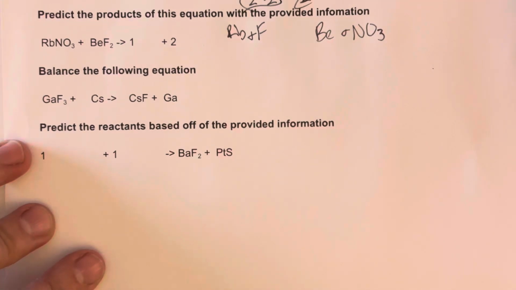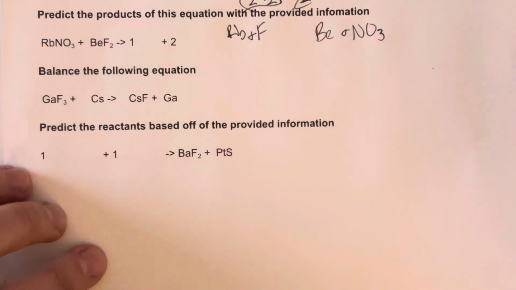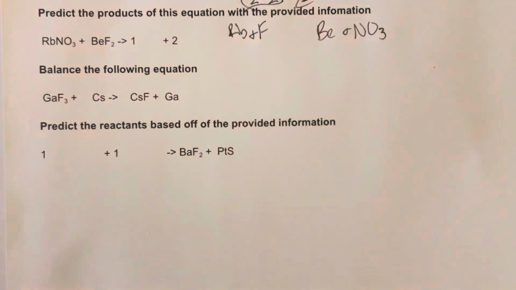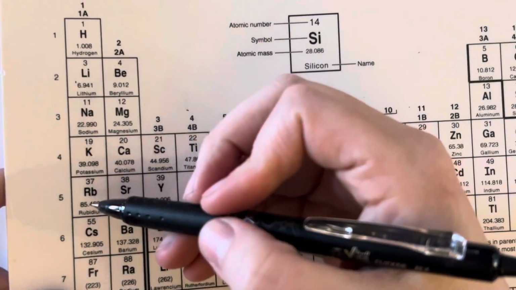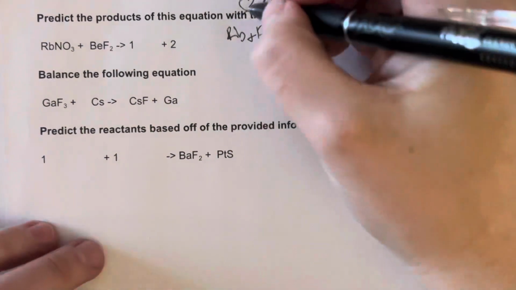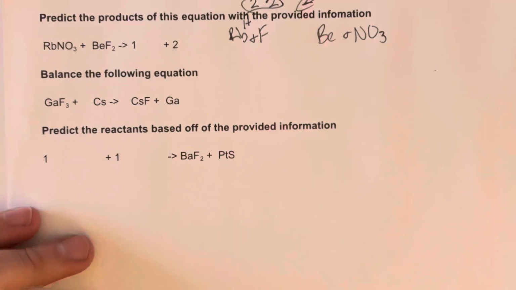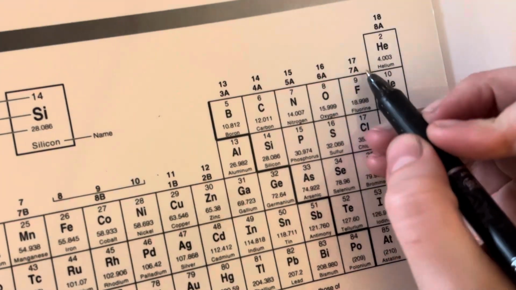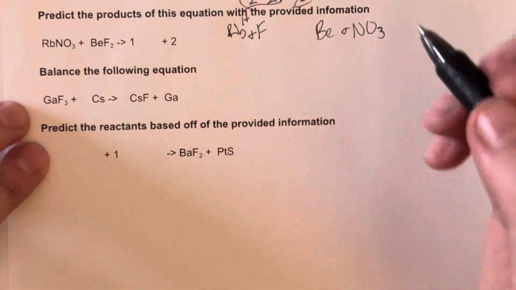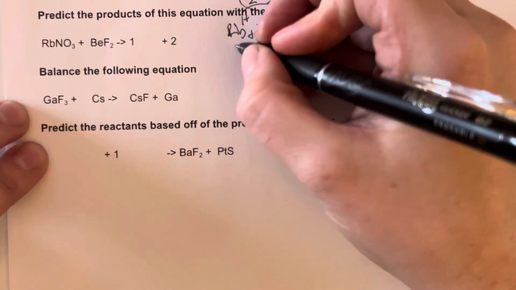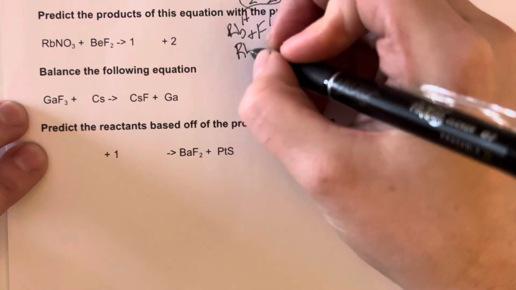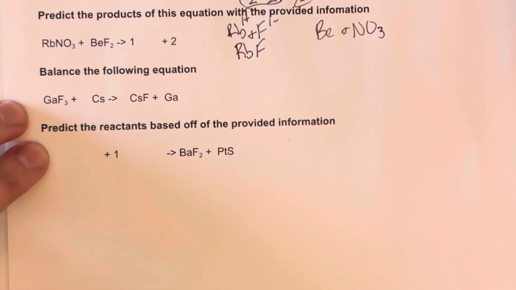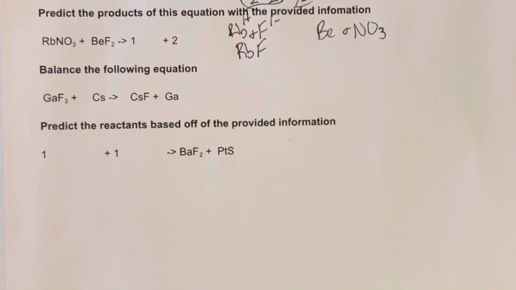So I'm going to go ahead and figure out what the charges for those are going to be in order for me to balance them out so that I can make the correct compounds. Rubidium is in column 1, which means it has 1 valence electron. It would lose that 1 valence electron, so it would have a charge of positive 1. Fluorine is in column 7, so that means it has 7 valence electrons, so it has 7 and 1's 8. It would steal 1. So if I crisscross those for charges, I would end up with RbF as my final compound. Then I have beryllium and nitrate.